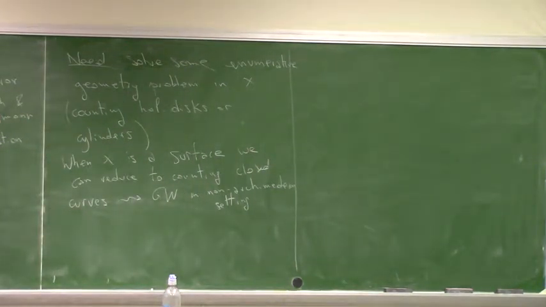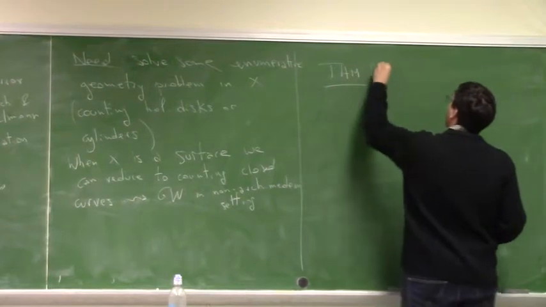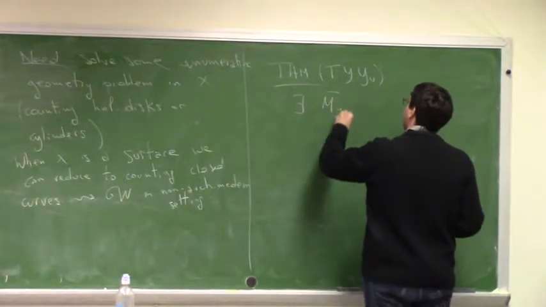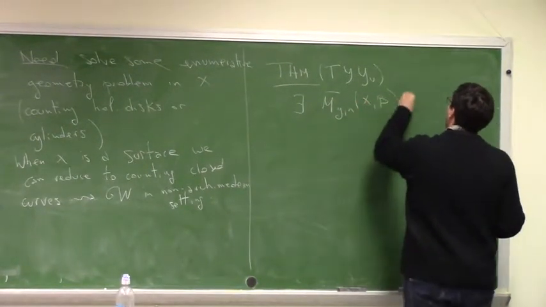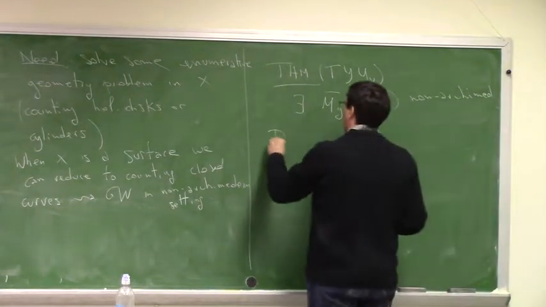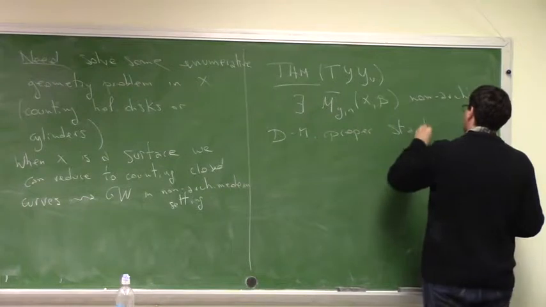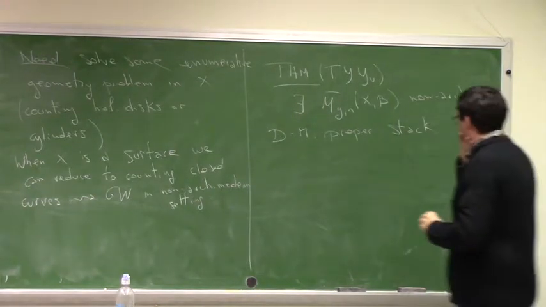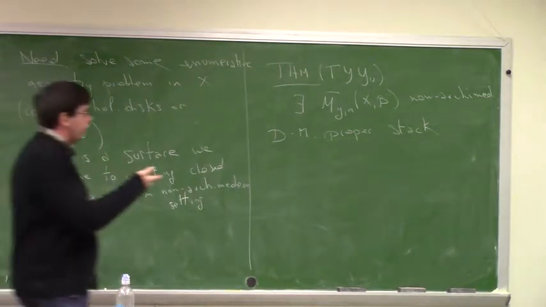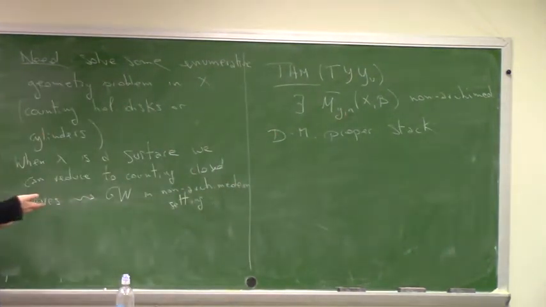In the non-Archimedean setting, it's a theorem of Tony that there exists a moduli stack, a non-Archimedean Deligne-Mumford proper stack. So if we want to mimic what happens in the algebraic setting, we want to construct some virtual fundamental class of this moduli stack. And to do that, we need some derived enhancement of this stack.